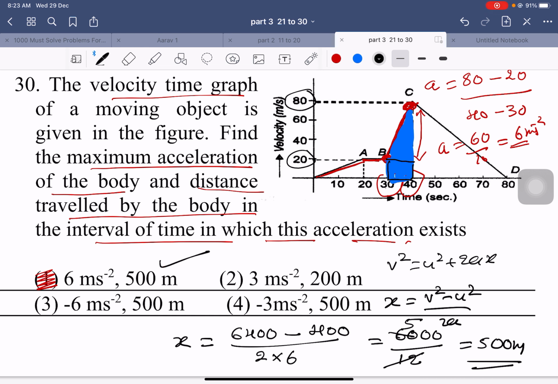Again we got 500 meter. You can also calculate area of this triangle plus area of the rectangle, or straight away you can use area of trapezium formula. Then also you will get 500 meter as the answer.